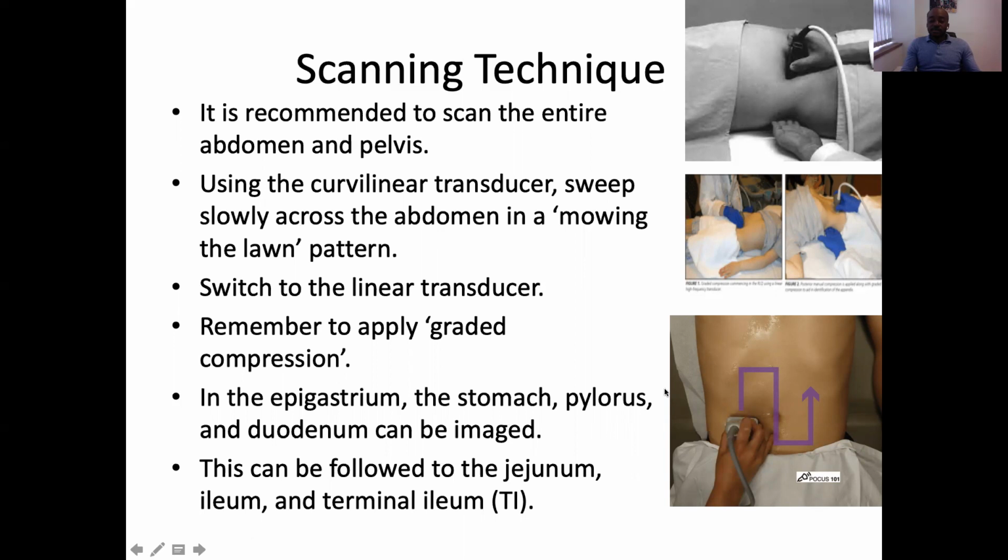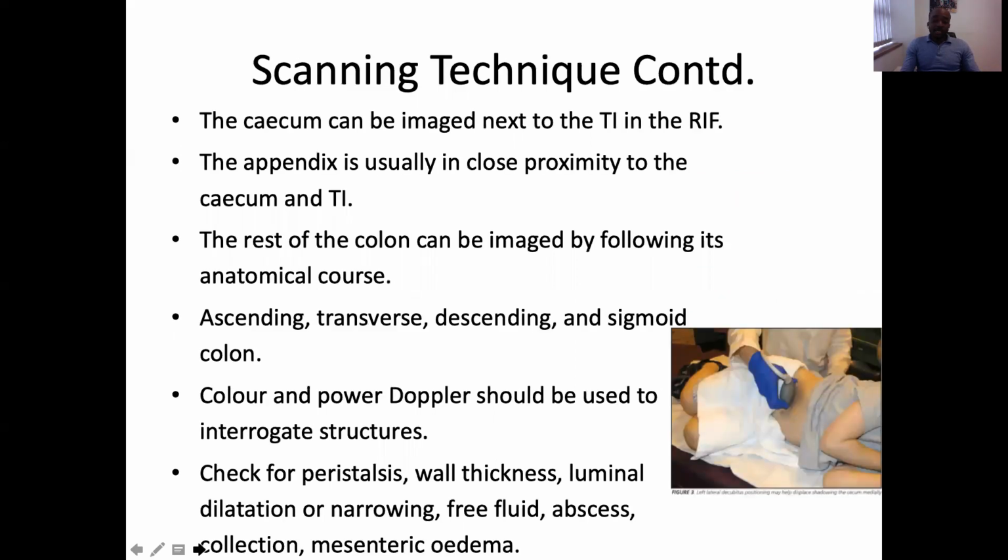And when you do that, in conjunction with scanning the small bowel, you know you've covered a lot of the bowel. You can be rest assured that if you've done that slowly and correctly, you most likely haven't missed any bowel pathologies. So the rest of the colon can be imaged by following its anatomical course as the ascending, transverse, descending, and sigmoid colon. But like I said, I do it in reverse, so sigmoid, descending, transverse, and ascending colon.